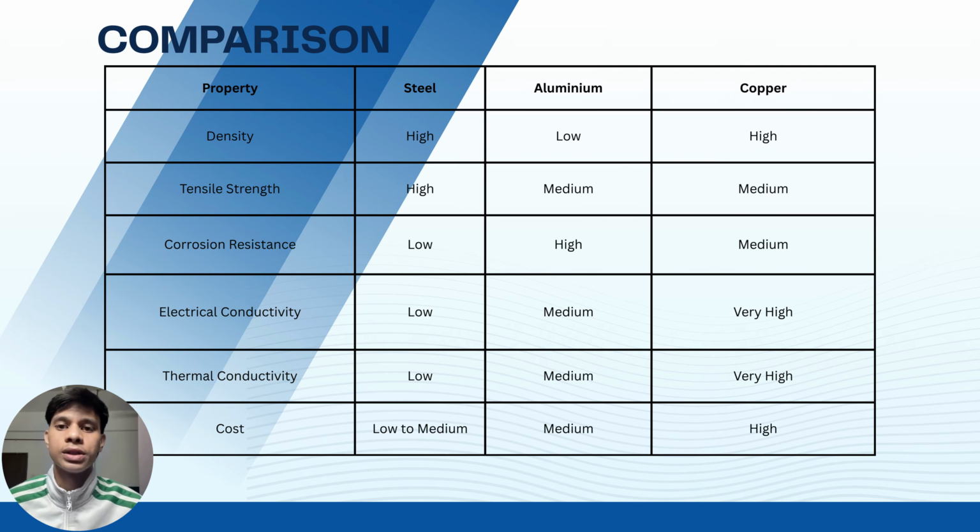And lastly, corrosion resistance. Aluminium excels here with high resistance, while steel, unfortunately, has low resistance, meaning it often requires protective coatings. Ultimately, while steel is cost-effective for structural work and copper is unbeatable for conductivity, balancing properties like aluminium does with its strength to weight ratio is what defines successful engineering.